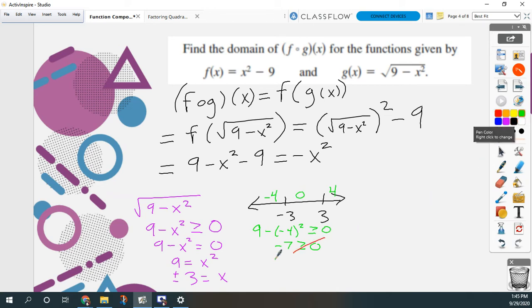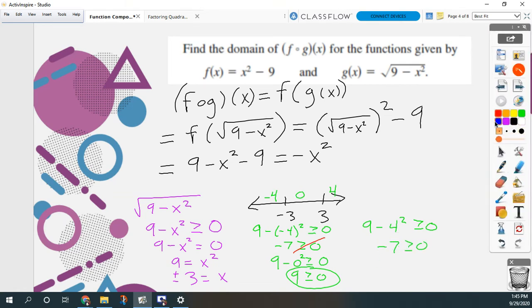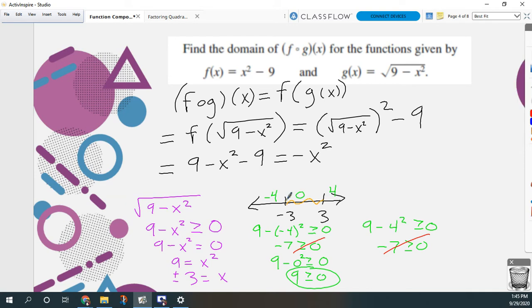Next up, I plug in 0. I get 9 minus 0 squared is greater than or equal to 0. Well, that gives us 9 is greater than or equal to 0. That does indeed work. And then lastly, we want to plug in just our 4. We'll notice that we're going to get the same thing that we got the first time, and that ends up with a false statement. So the only portion of our graph that's going to work is that middle section. We do still have an equal to bar, which means that we do filled in circles for those.